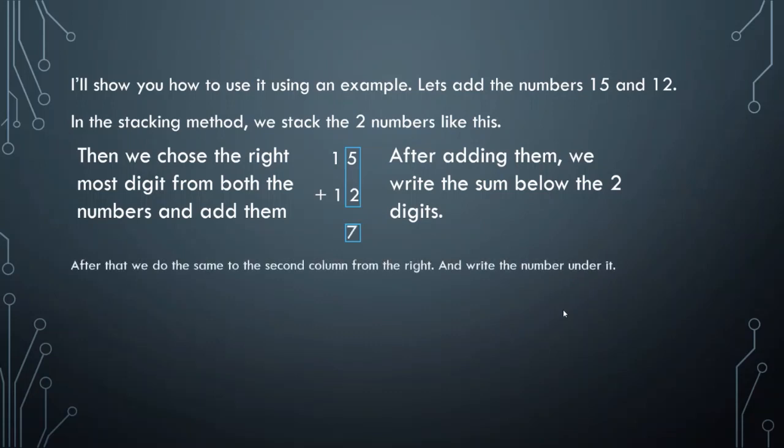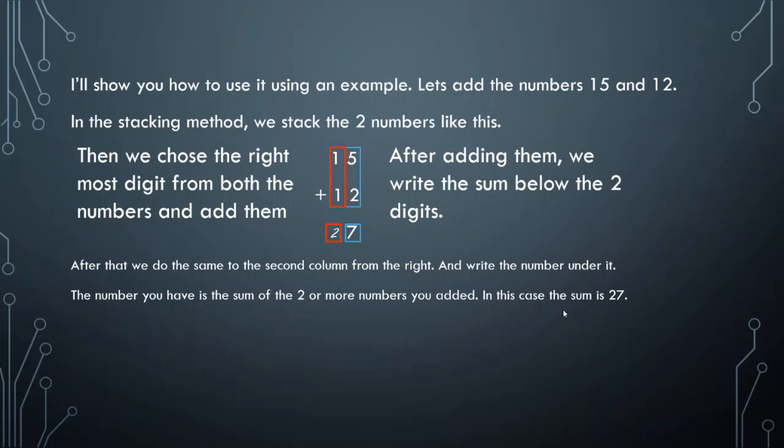Then we move on to the second column from the right. Then we do the same, finding the sum and writing it under, right there. Here, the numbers are 1 and 1, which is 2. So we write 2 here. Then the number you have is the sum of the 2 or more numbers you added. In this case, the sum is 27.